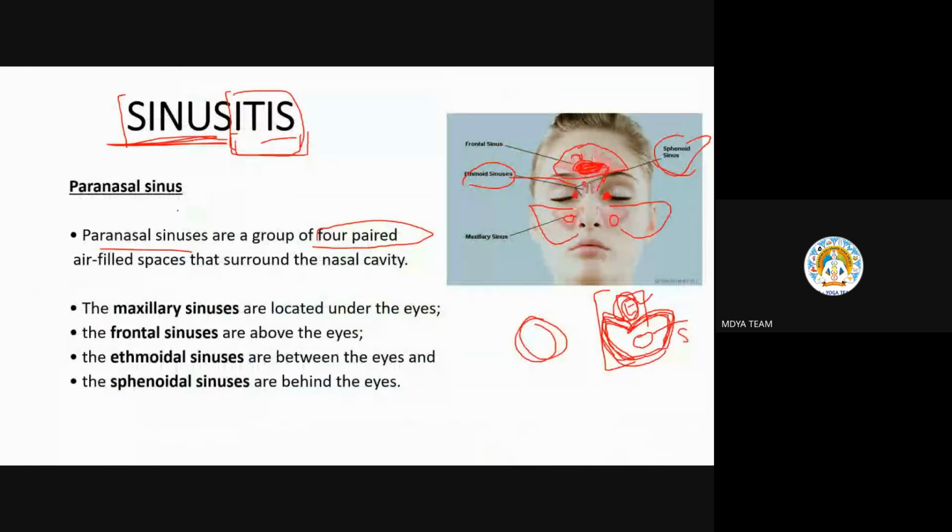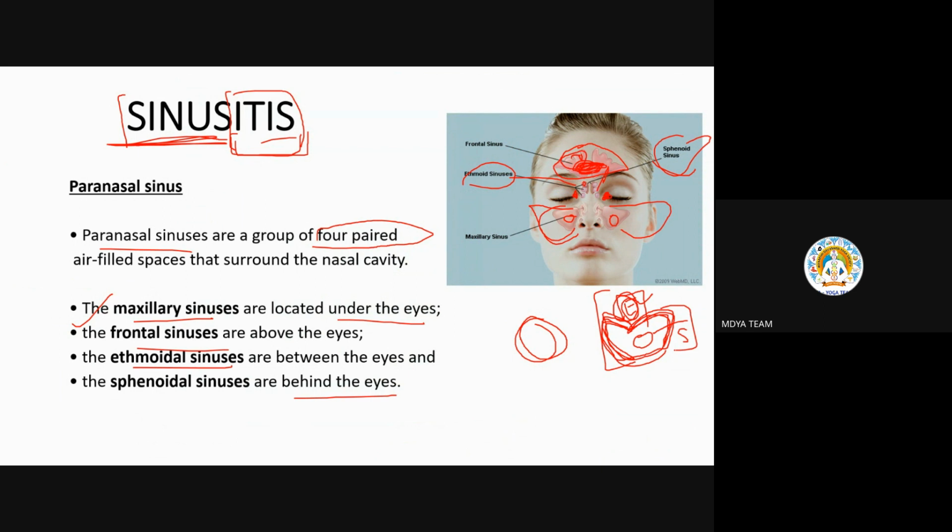You can see here, everything is written. Maxillary sinuses are located under the eyes. Frontal sinuses, of course, are above the eyes, meaning the frontal forehead region. Ethmoidal sinuses are between the eyes, but it is in the back, posterior part. Then sphenoidal sinuses are behind the eyes. This is the main diagram for sphenoidal and ethmoidal.